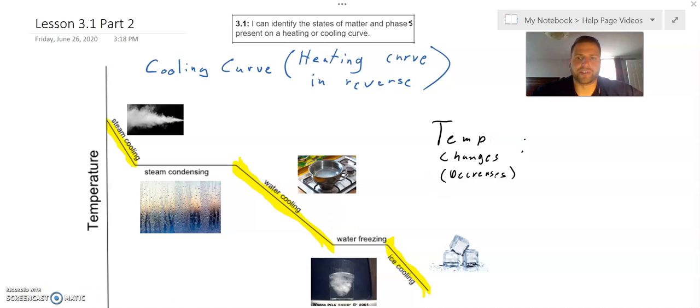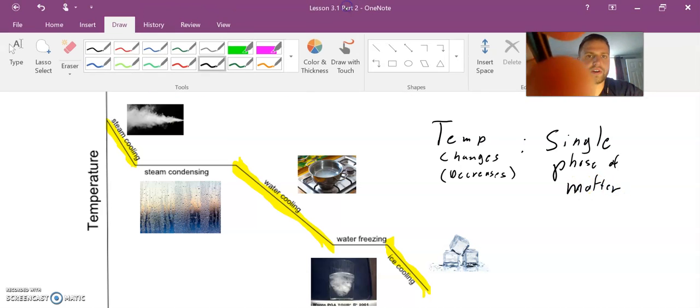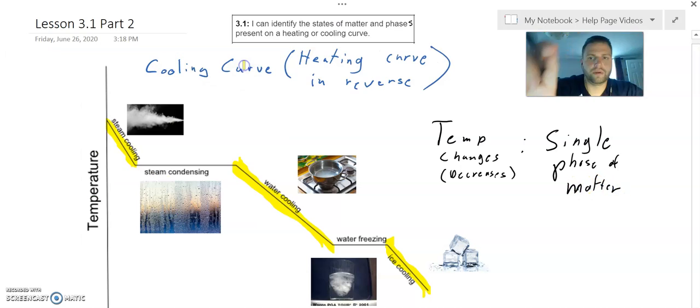And what you want to remember is for temperature changes, it is always going to be a single phase of matter. So let's take our highlighter, and let's highlight this so we see that it corresponds to the declines in the graph.